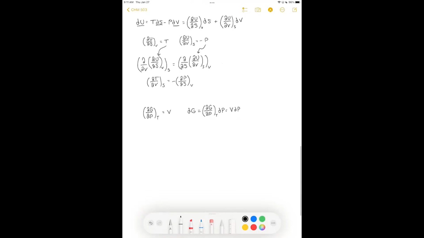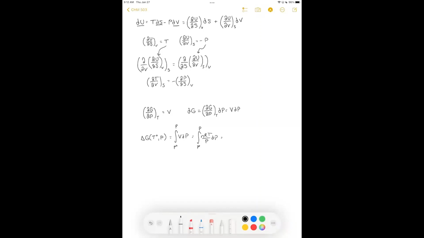For gases, this is pretty easy to do. So for gases, what we can say is that delta G at T naught, and anytime we see this naught here, that's referring to the standard state. So that's the standard temperature, 298.15. So this is equal to the integral from P naught to P of V dP. Using the ideal gas law, we can say that this is equal to nRT over P dP.